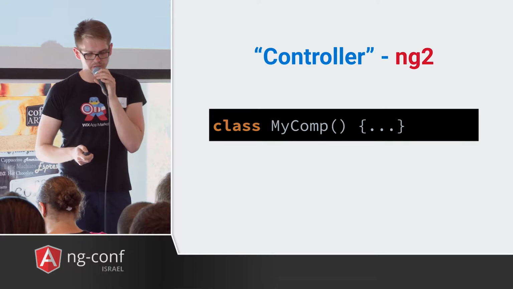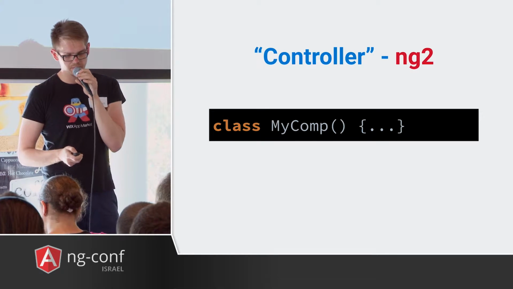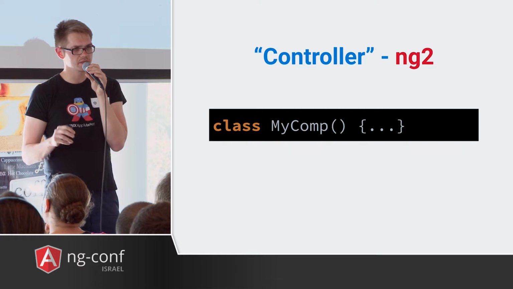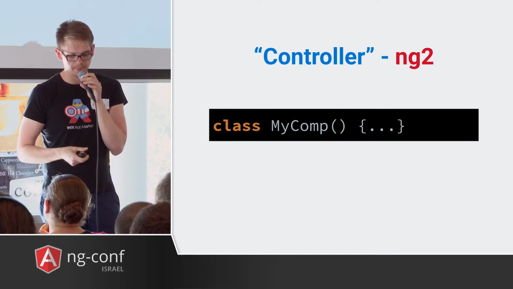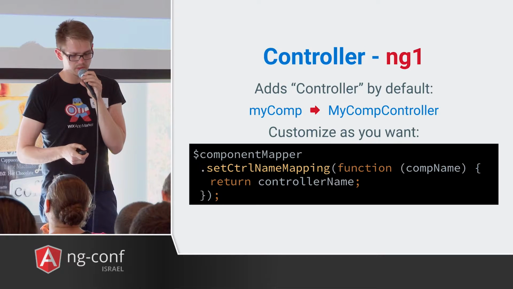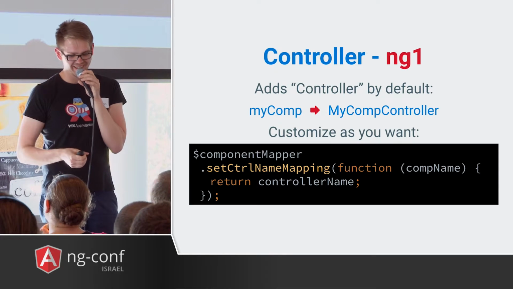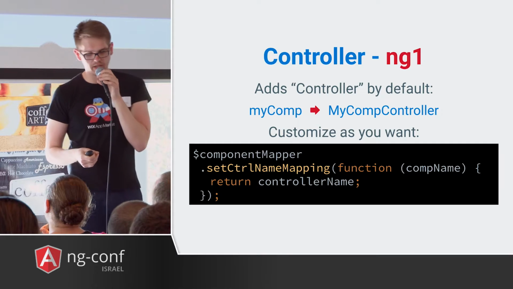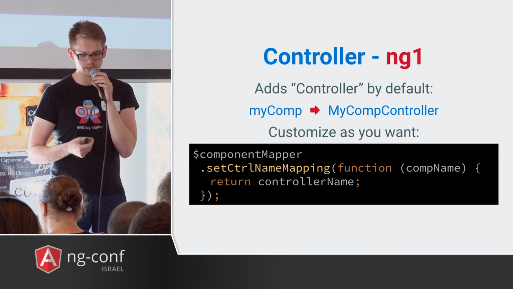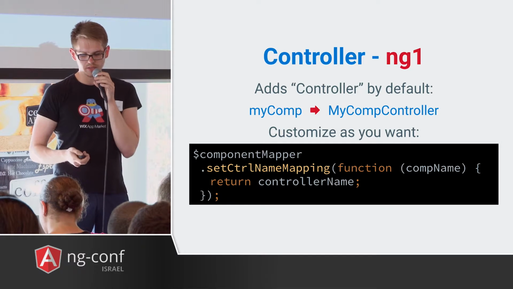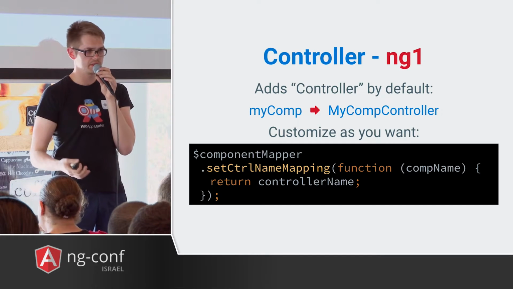Controllers are in Angular 2 very, very similar. They're simple. They're just a class. It's a controller, not really, but it acts like one. In Angular 1, it's a controller, and the convention is to add a controller name by default and then try to resolve it by that. But you can also customize it. So that's really nice for people with existing applications.